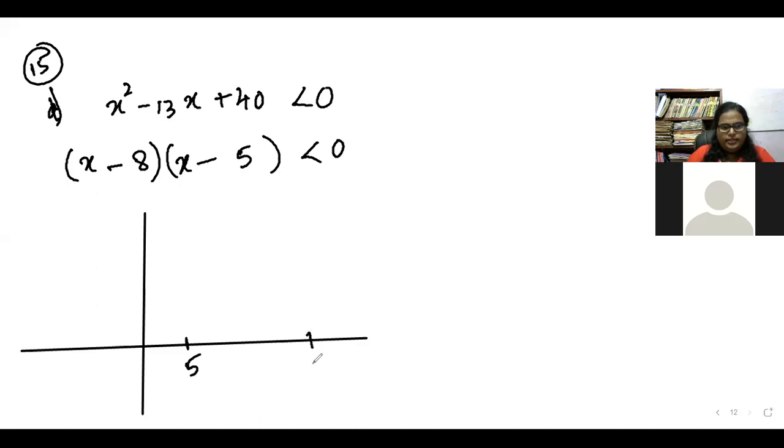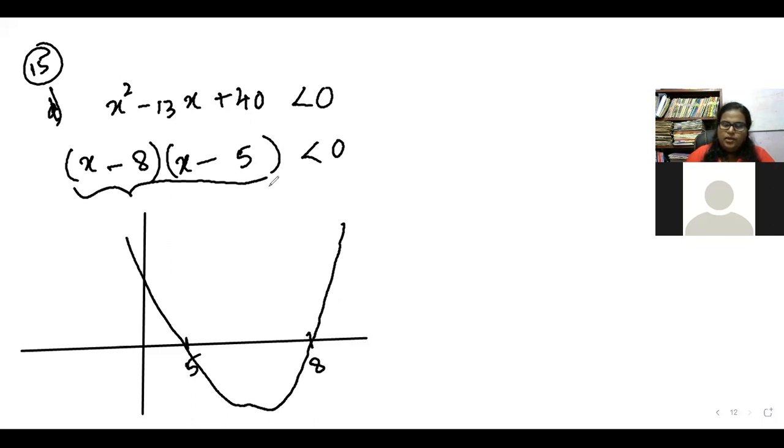5 and 8. And as well, you know that since there is a positive coefficient, it should be a minimum, so it should be a minimum like this. So when you take this graph, it is given that this expression should be less than 0.